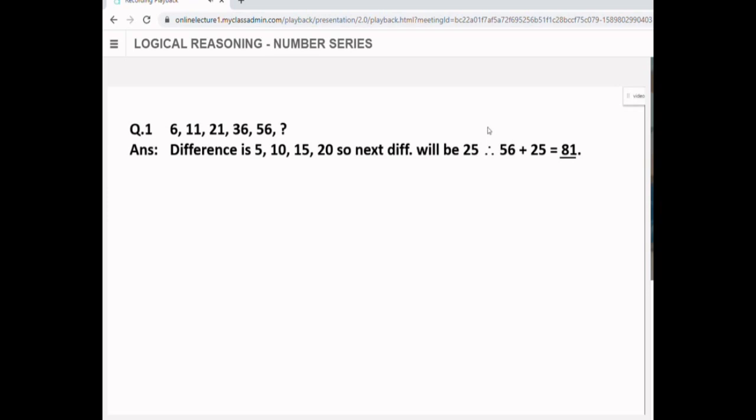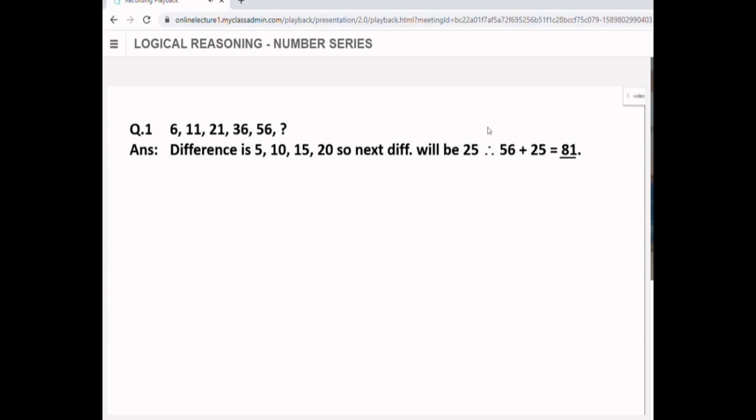56 plus 25: 6 and 5, 11, carry 1. 5 and 3, 8. 81. So what will the answer be? The answer is 81. I have underlined it. So question number 1 is over. If you want, you may write down the question. It's very simple: 6, 11, 21, 36, 56, question mark. Then you write the answer with a dash and write 81 is the answer. Answer is 81. Let's go to the second question.